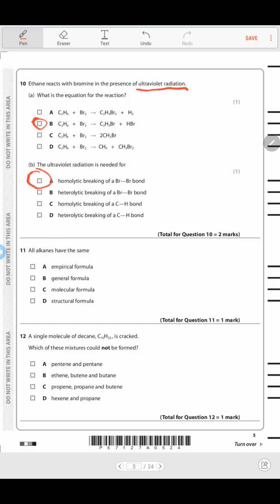All alkanes have the same... if you take a particular homologous series, they will have the same general formula. So the answer is B.